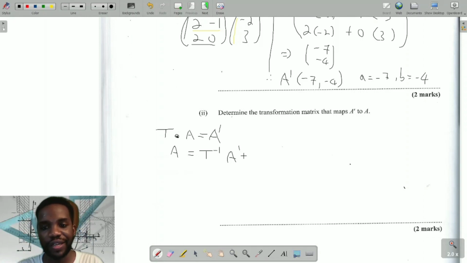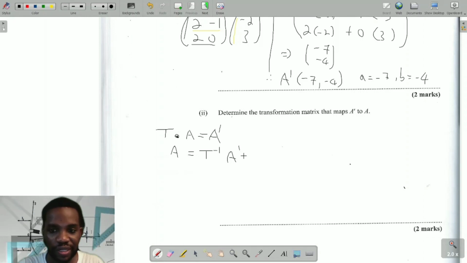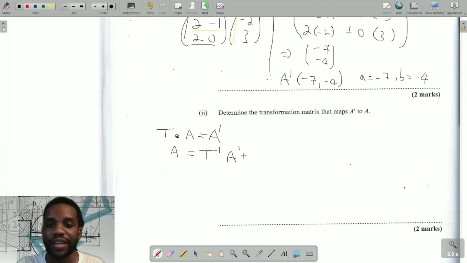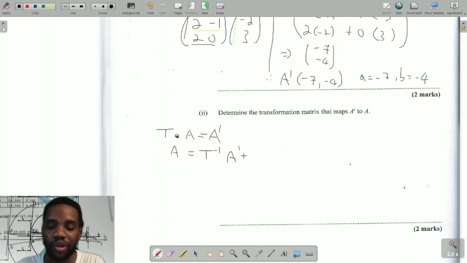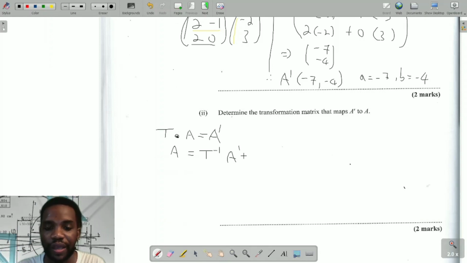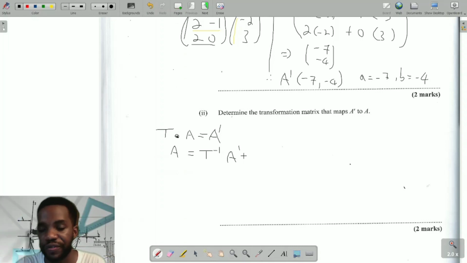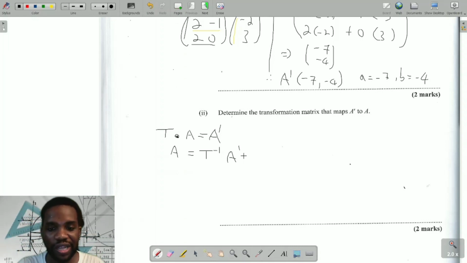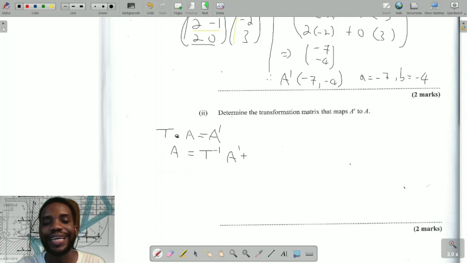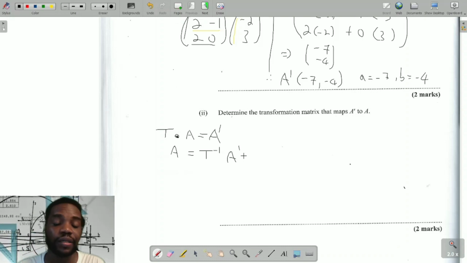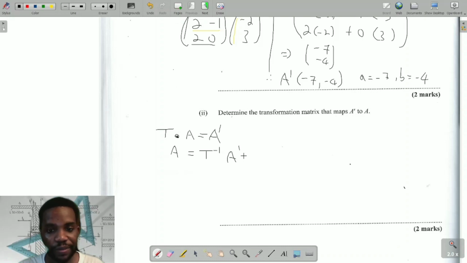So you have to understand the context of the question. All the question is asking you is what can I do to A prime to get A? Because it says determine the matrix that maps A prime to A. You already knew what you did to A to get A prime, so now you're doing the reverse. And in matrix language, that reverse is called the inverse. You multiply by the inverse. Same thing if you want to contextualize it and say that you divide, similar concept.